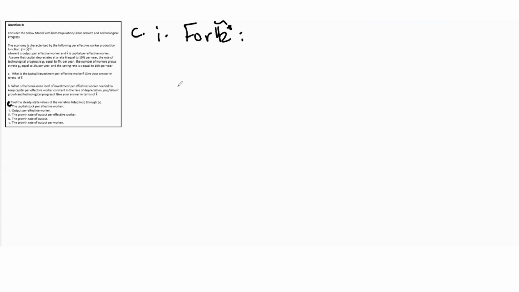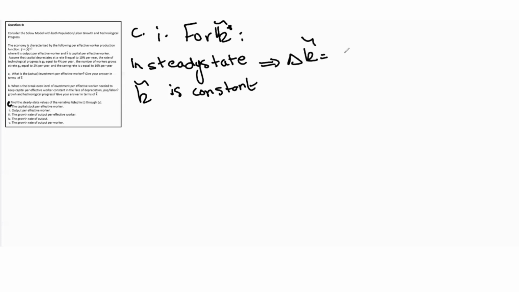Now for the steady state value of capital per effective worker. Without technological progress, in steady state output per worker and capital per worker are constant. But once you have technological progress, then what is constant? The output per effective worker and capital per effective worker in the steady state. So in steady state, K tilde is constant, capital per effective worker is constant. If it's constant, this means the change in capital per effective worker, which is investment per effective worker minus break-even investment per effective worker, is equal to zero.